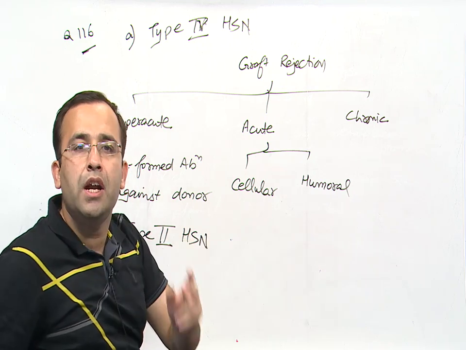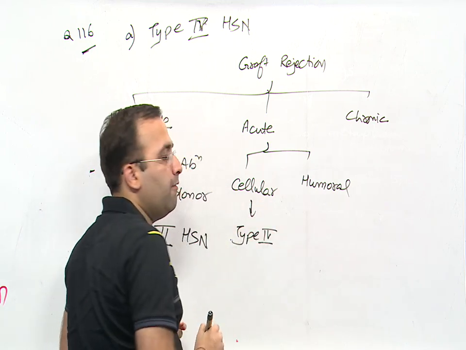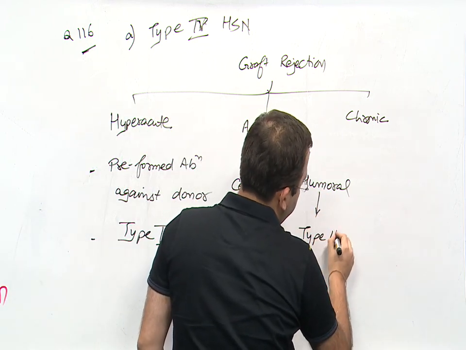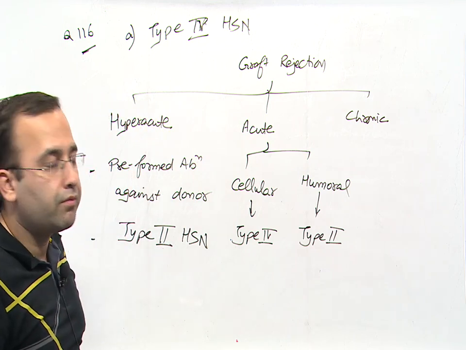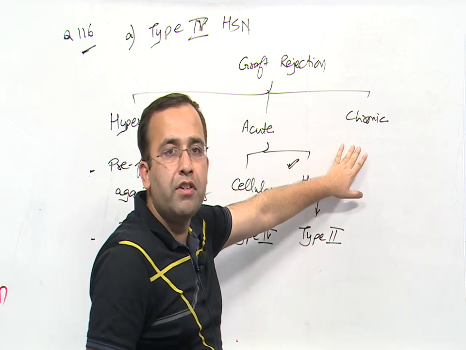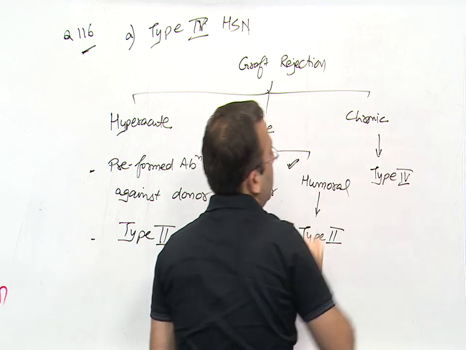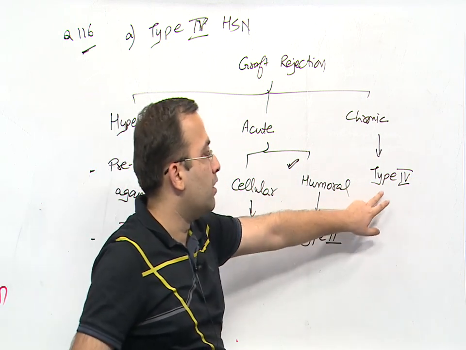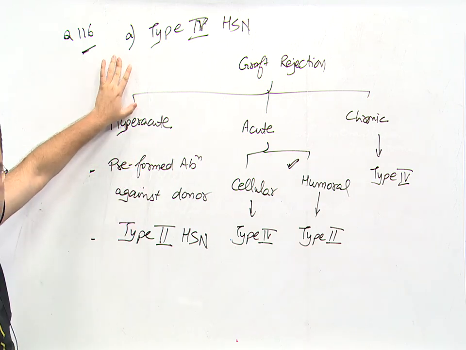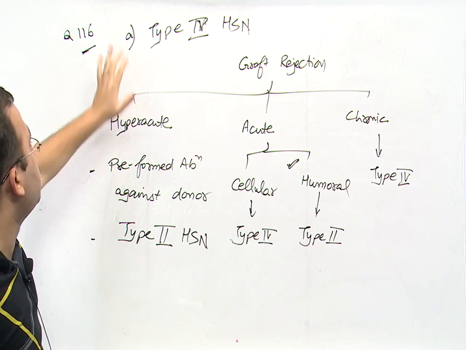Cellular graft rejection is mediated by cells, so this is type 4 hypersensitivity, whereas humoral is mediated by antibodies, that is type 2 hypersensitivity, type 2 being more common. Whereas in chronic graft rejection, it is mainly mediated by cells. So the main hypersensitivity reaction in chronic graft rejection is type 4 hypersensitivity. So the answer to the question is type 4 hypersensitivity reaction.